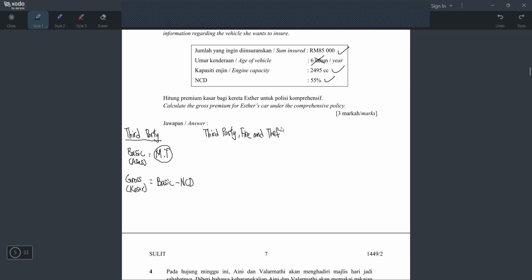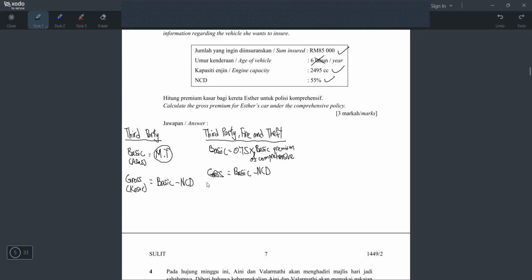Okay, for this, how to get the basic premium, the premium asas? You have to take 75%, which is 0.75, darab dengan basic premium for comprehensive policy. And later I will also explain how to get basic premium for comprehensive. After you get this, how you get your gross premium, your premium kasar? Same lah, take the basic premium minus the NCD. Hey, all this you have to hafal, because during exam they will not tell you all these formulas. All this you have to hafal.